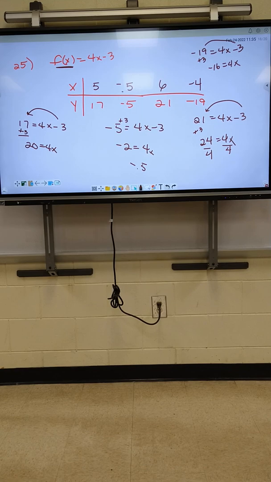All right, let's go to 27. Listen up. X represents the height of your grandmother.